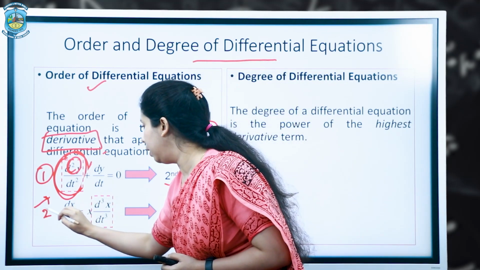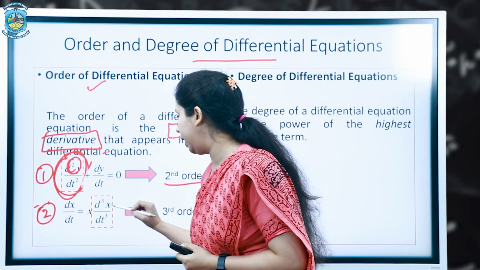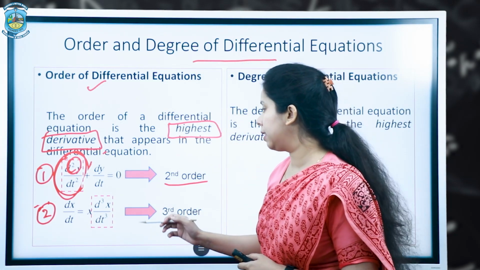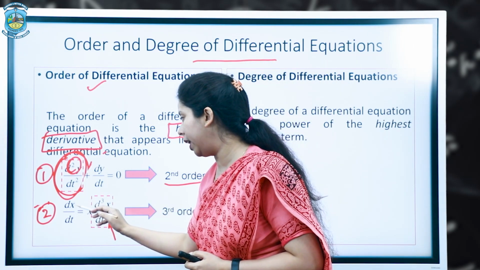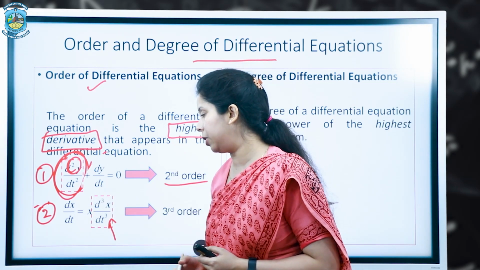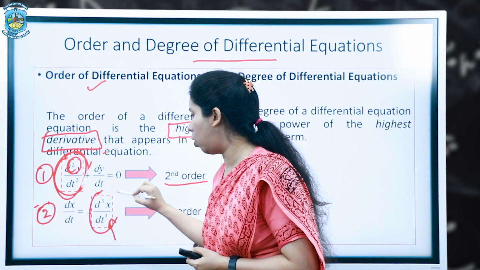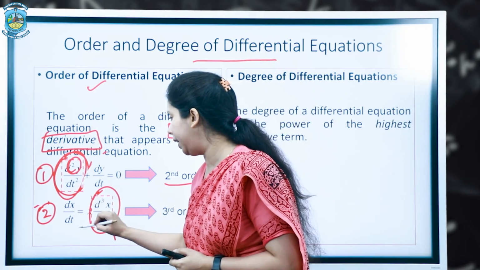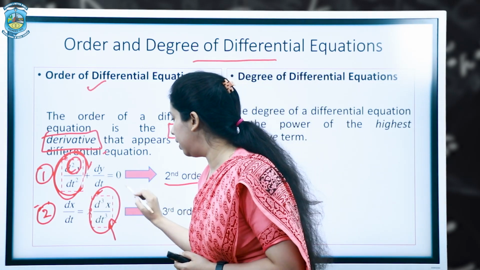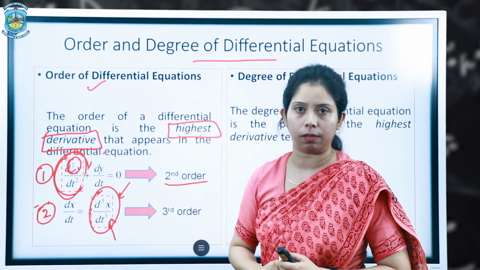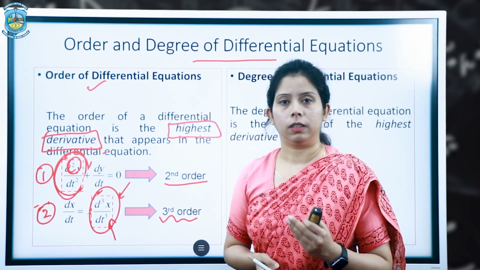Next, second example. Second example is dx by dt is equal to x into d cube x by dt cube. So yes, this is a differential equation. Why? Because it consists of the dependent variable as well as its derivative. Now talking about the order, we will have to check the highest order derivative. So among dx by dt and d cube x by dt cube, among these two derivatives, this one is having the highest order. So therefore the differential equation will have third order.